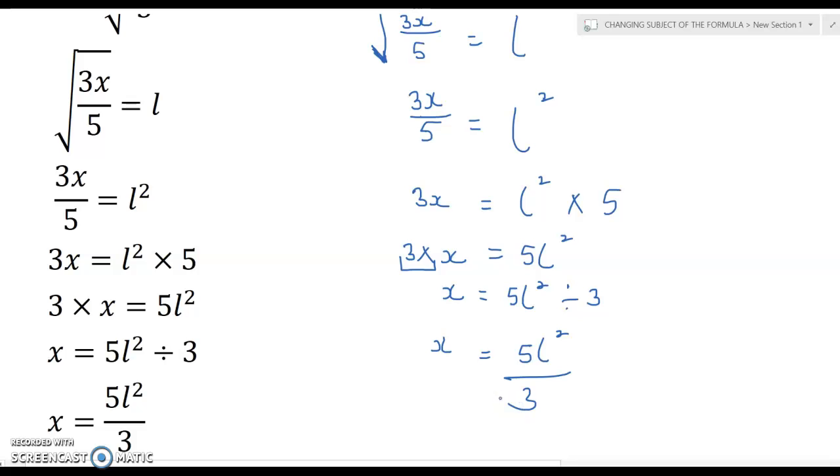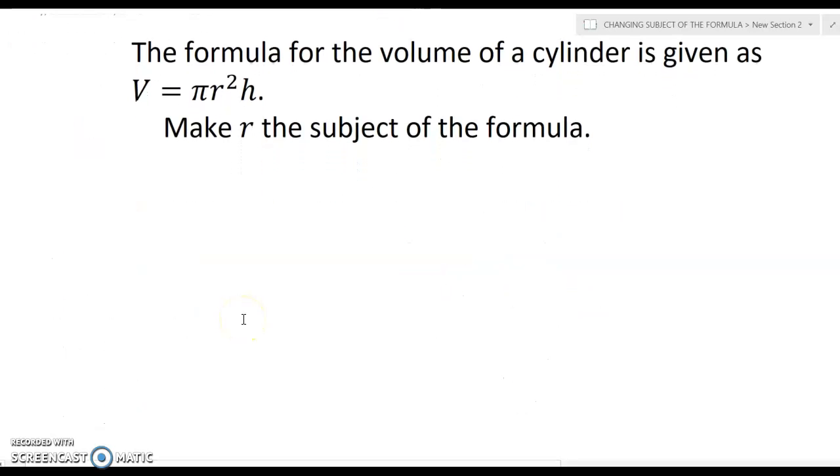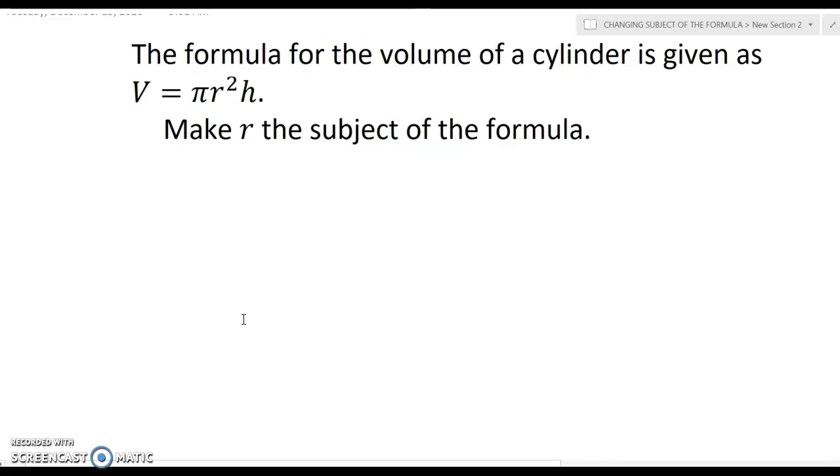Again, changing the subject of a formula is a process, step by step. It's like solving equations, just like how we move across things piece by piece when we solve an equation, it's the same concept here. So let's look at another question. This is from a past paper question. I believe this is from May/June 2017.